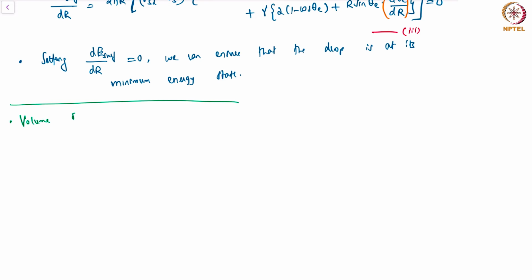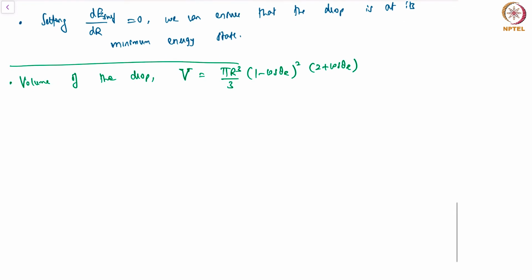Now we know that the volume of the drop, let's call it V, is pi r cube by 3 times 1 minus cos theta E whole square times 2 plus cos theta E. That's the volume of the droplet. So therefore dV, that's the change in the volume. I can follow the exact same analysis that we have done. We are going to differentiate it with respect to r and theta and see what we get. We want to set this variation to 0. So let's write that down.